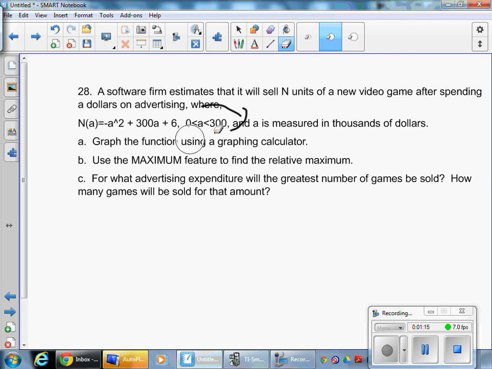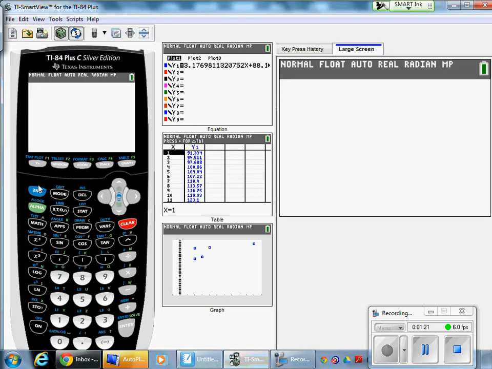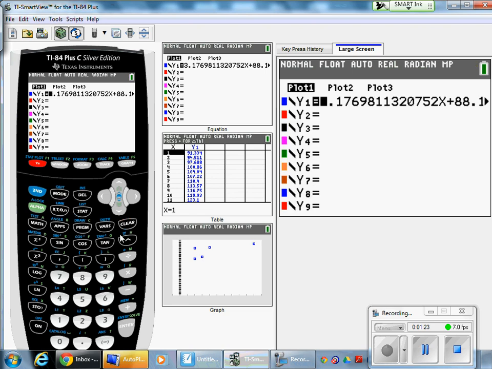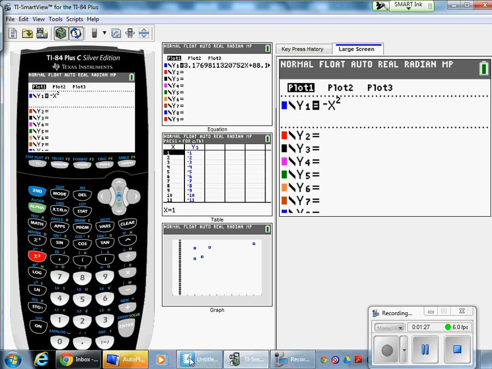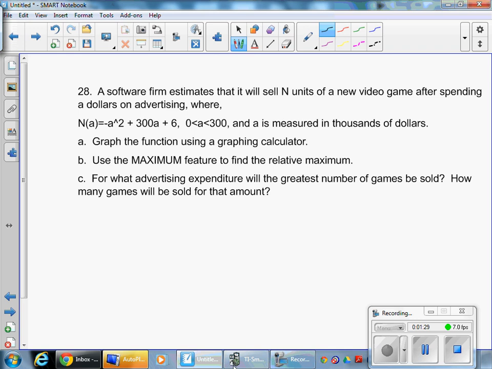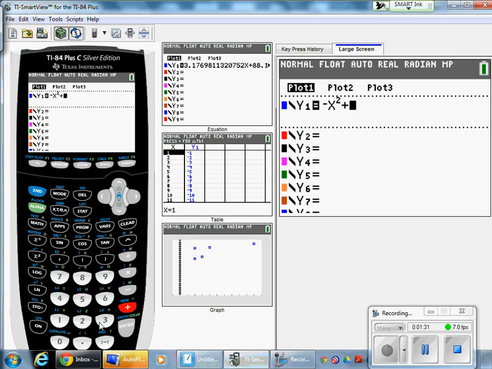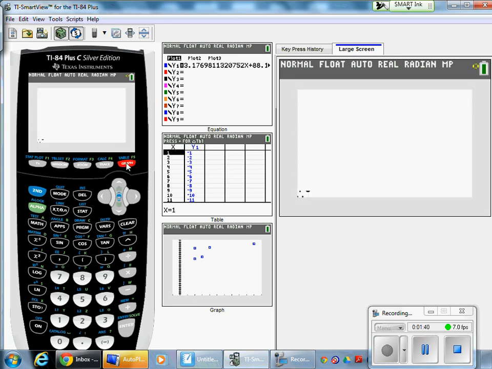So I'm going to go over to my calculator and type in negative a squared, so go to the y equals and clear out what's in there. So negative x squared plus 300x plus 6. Now, I know that it's not going to work, but just to show you, I'm going to hit graph.